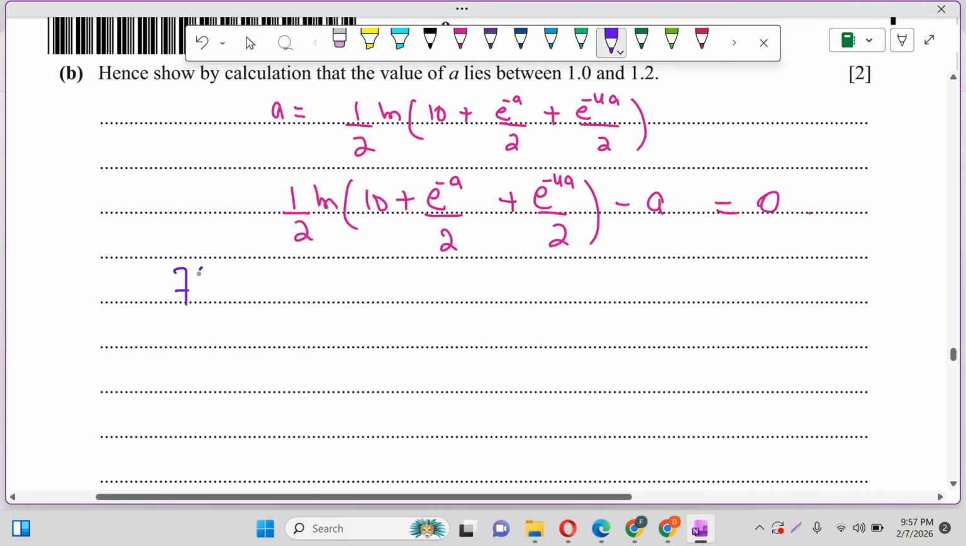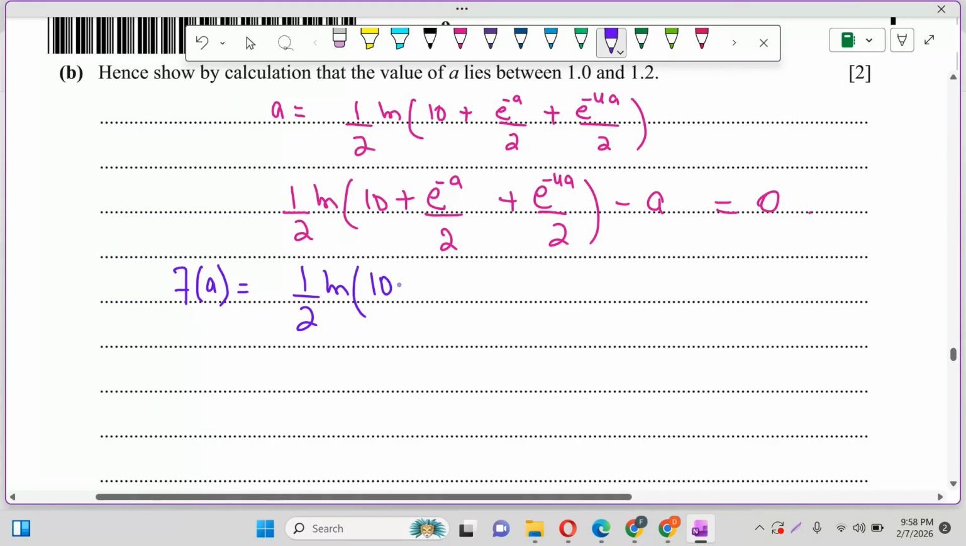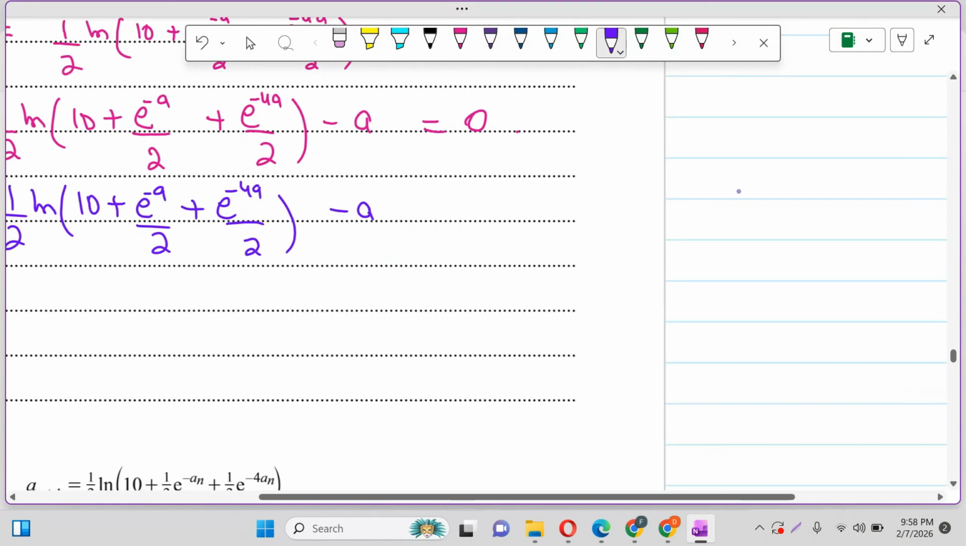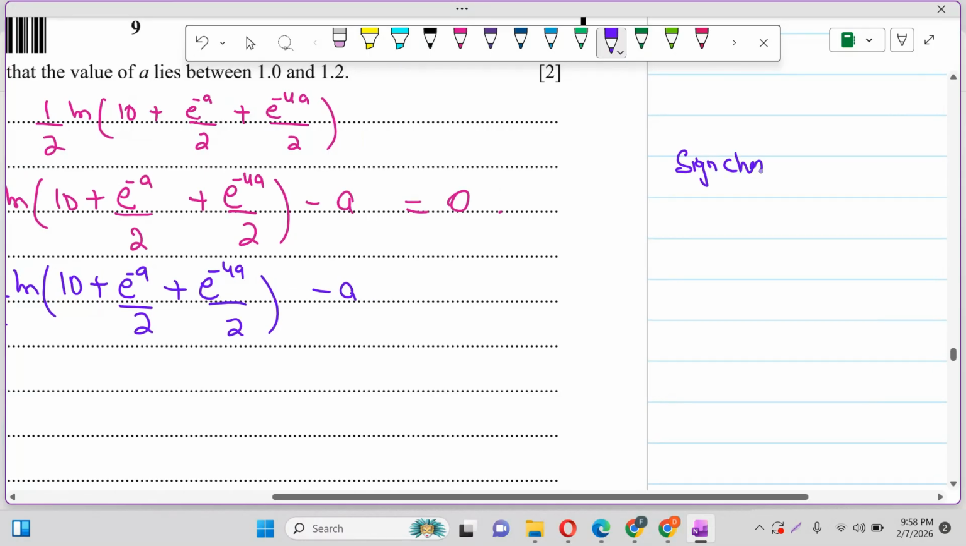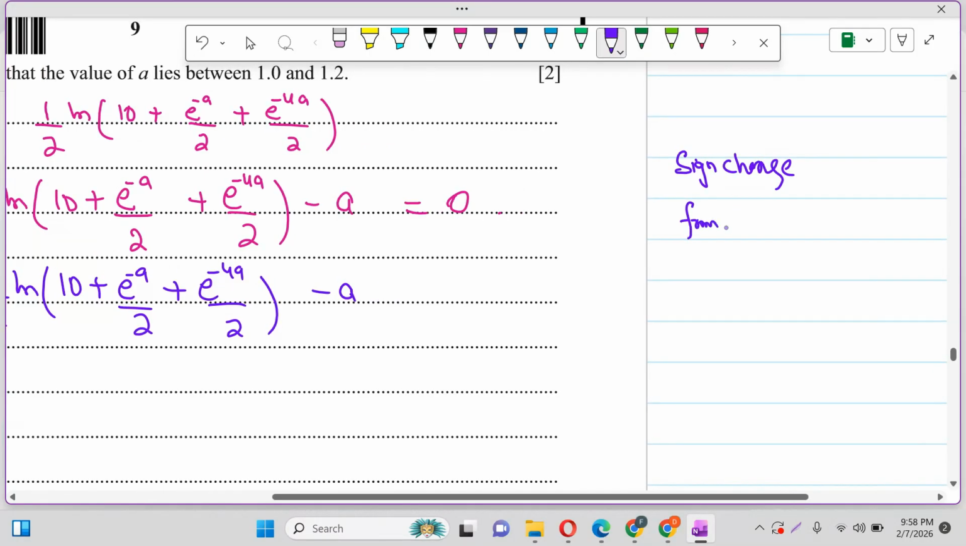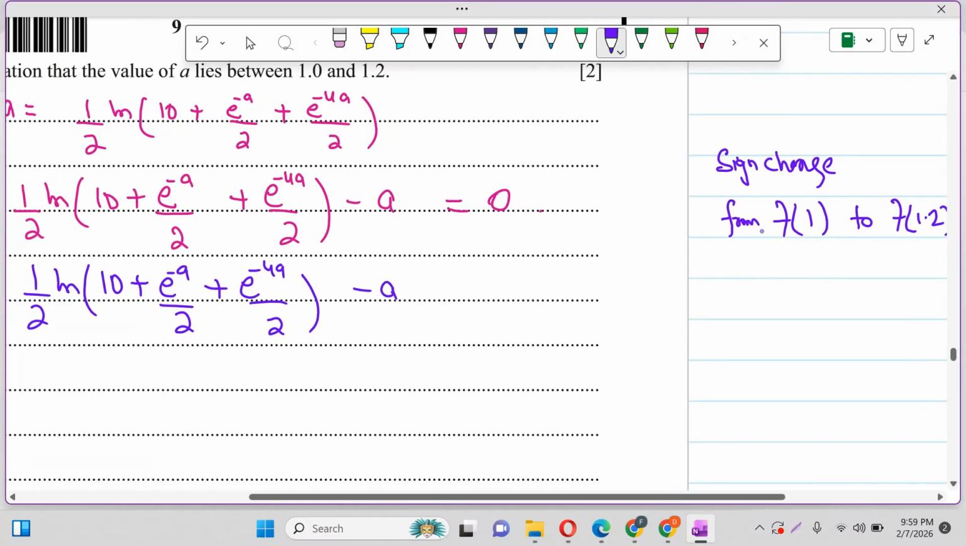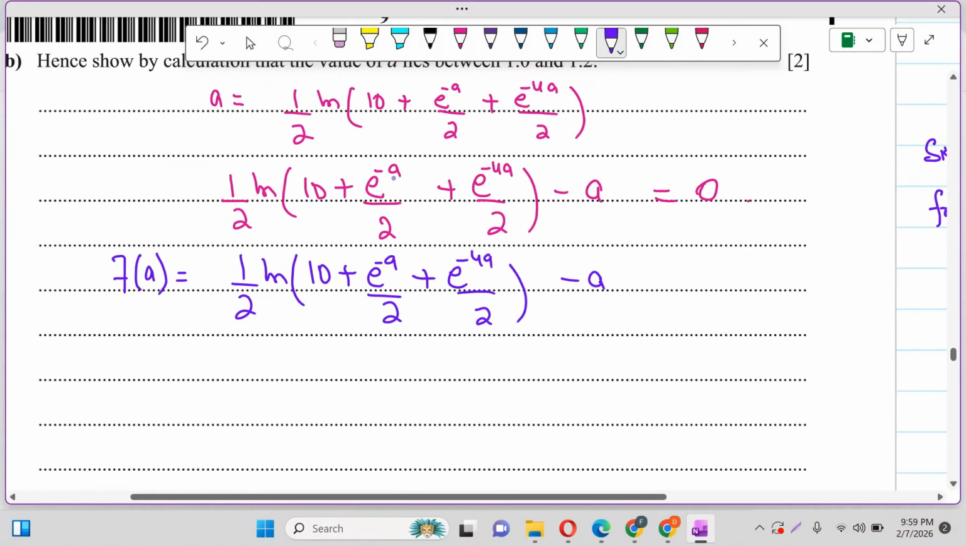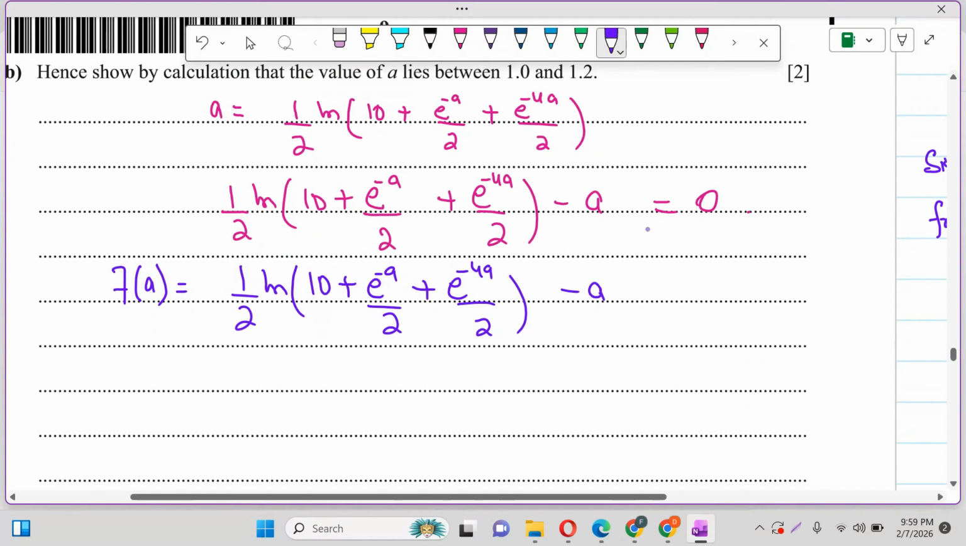So first we call it f of a is equal to 1 half ln of 10 plus exponential of negative a over 2 plus exponential of negative 4a over 2 minus a. We need to show that there is a sign change from f of 1 to f of 1.2. If there is a sign change, we can say that there will be some value of a between them where f of a is equal to 0.